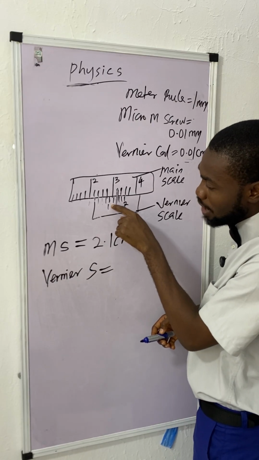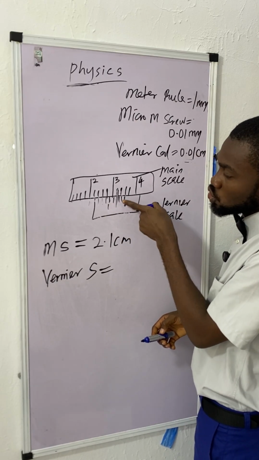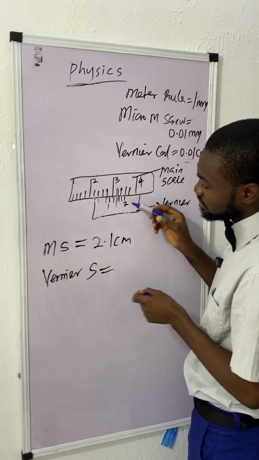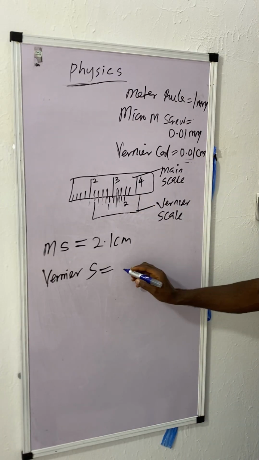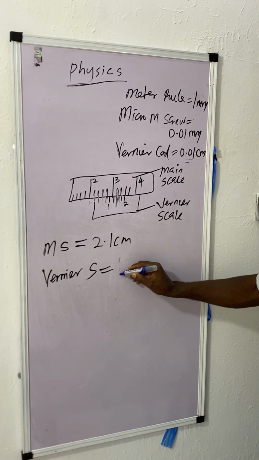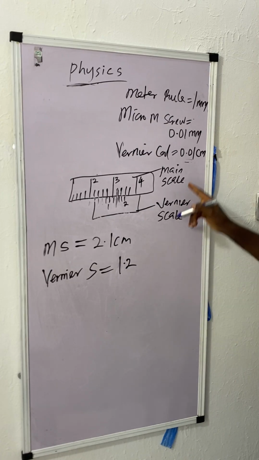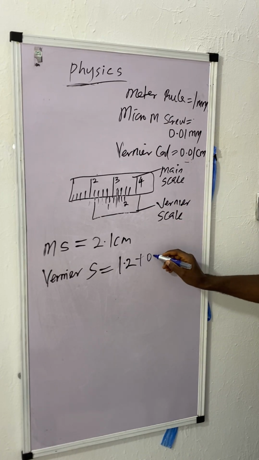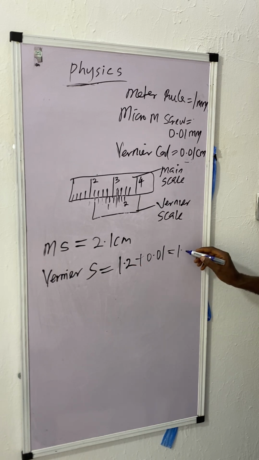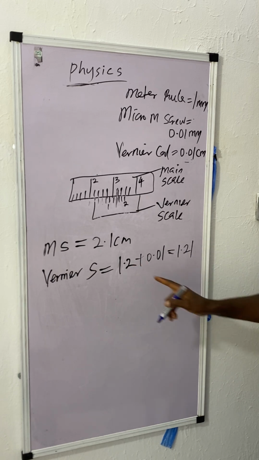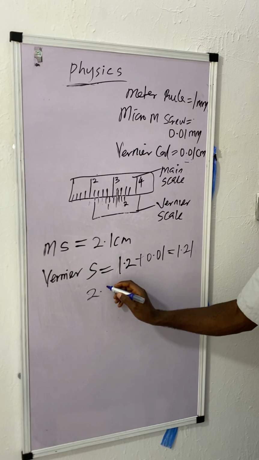So this is 1, this is 1.1, this is 1.2. At the point of alignment it is 1.2. Plus this 0.01 equals what? This gives us 1.21 centimeter. So we add our two readings to get the answer.